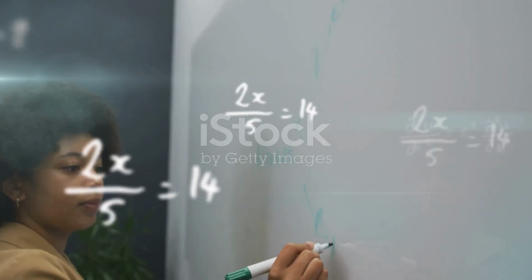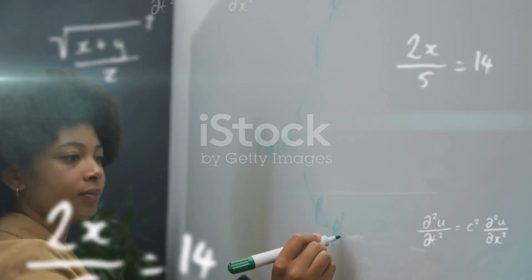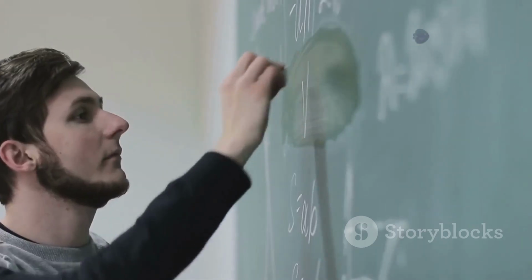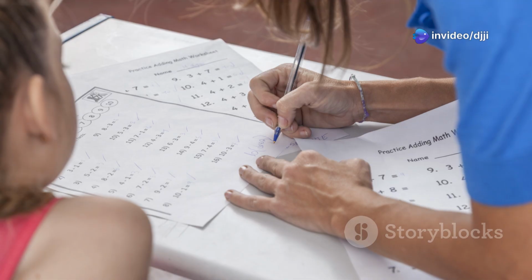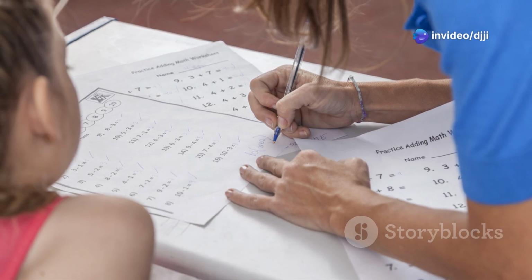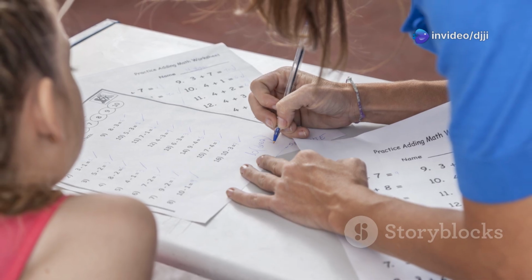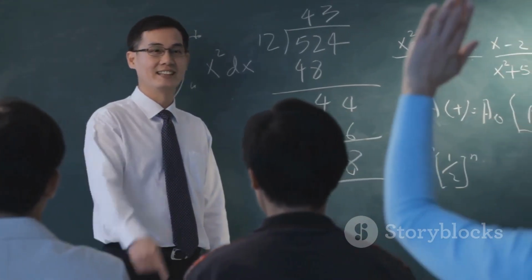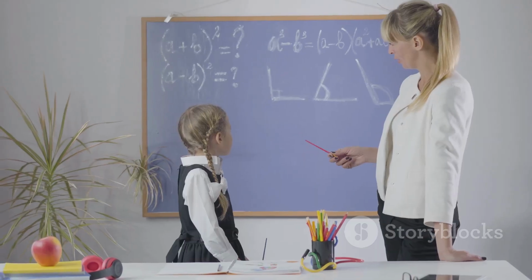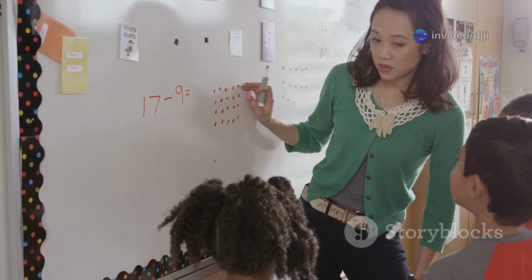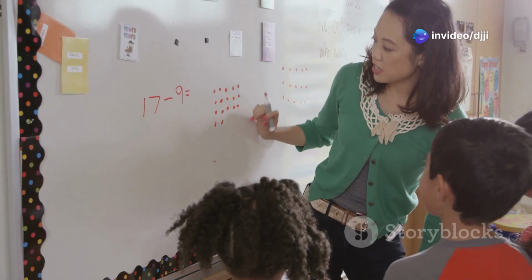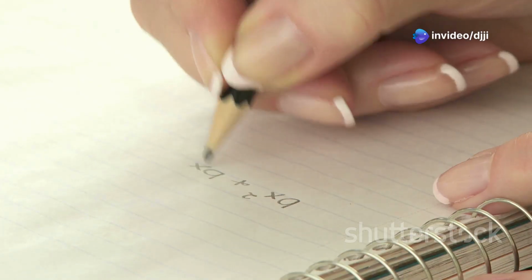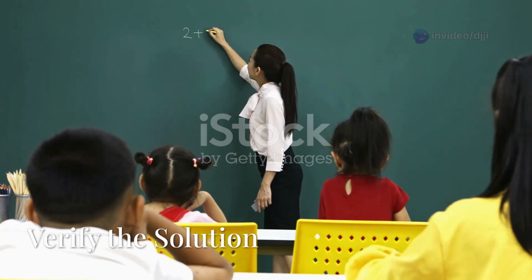Alright, let's dive into solving the equation. First, simplify both sides. Use algebraic techniques like combining like terms and applying the distributive property to simplify the equation. Next, isolate the variable. Rearrange the equation to isolate the variable you're solving for on one side. Finally, solve for the variable. Use appropriate operations such as addition, subtraction, multiplication, or division to determine the value of the variable.